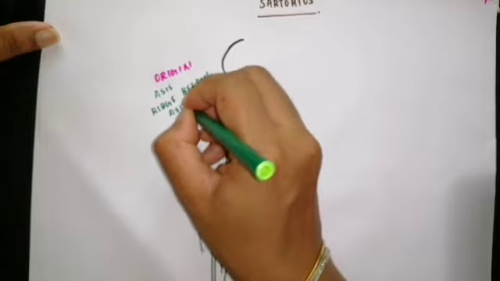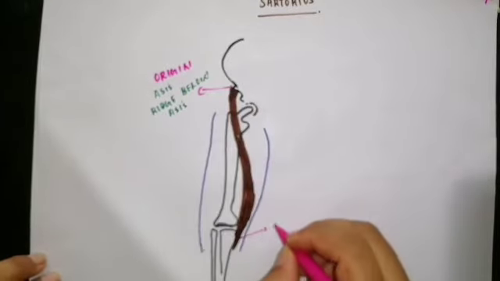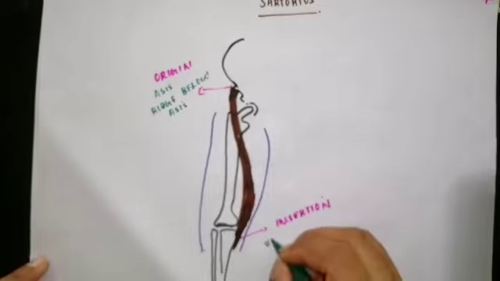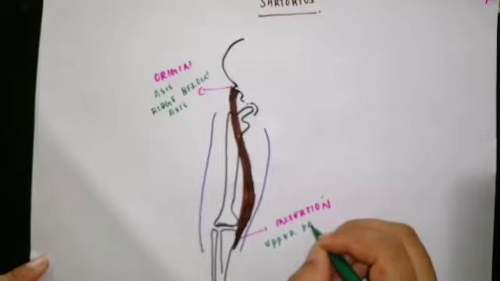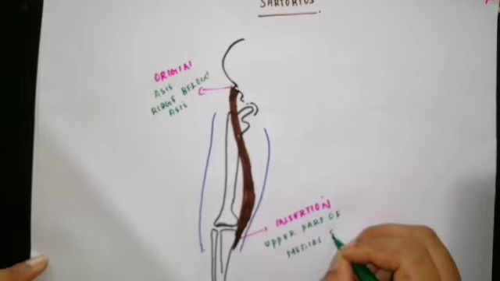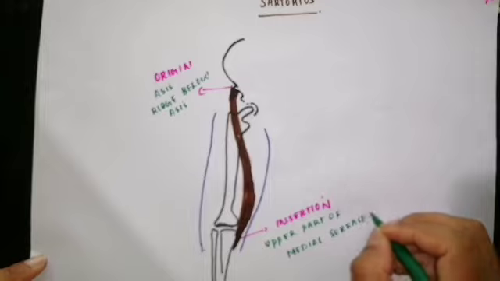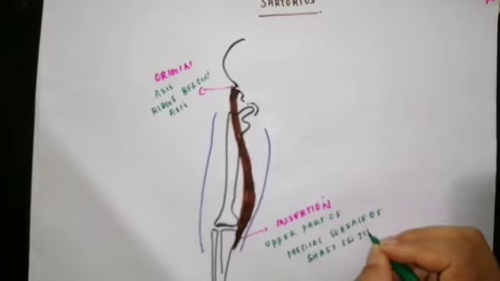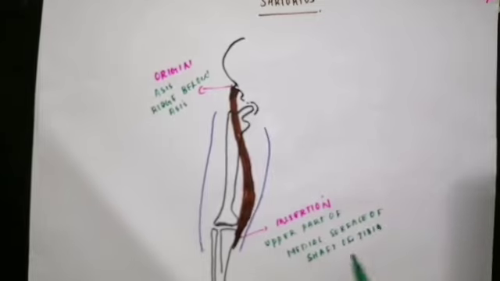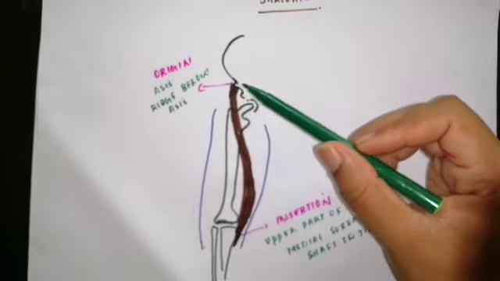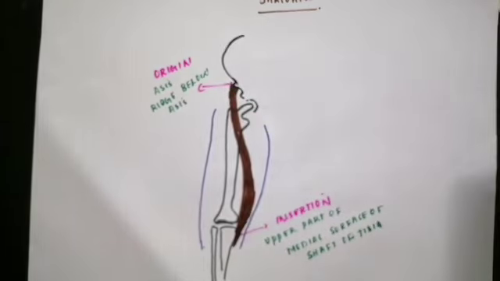So what about the insertion? Insertion is at the upper part of the medial surface of the shaft of the tibia, in front of the insertion of gracilis and semitendinosus. So it is arising from the anterior superior iliac spine and a ridge below that and inserted into the tibia.